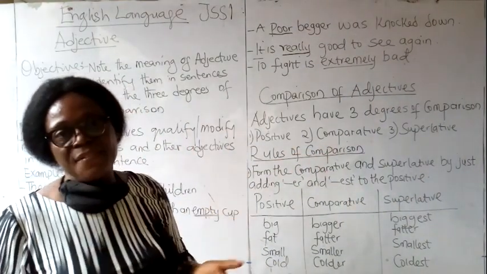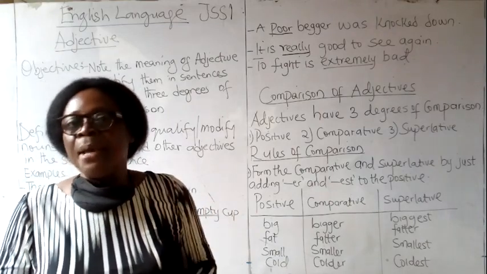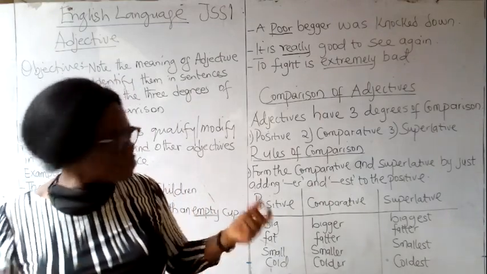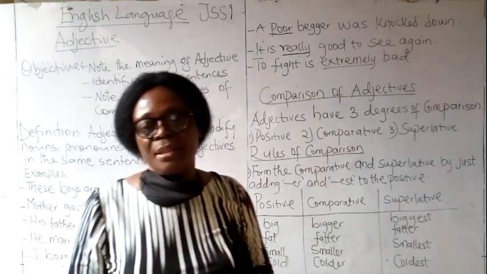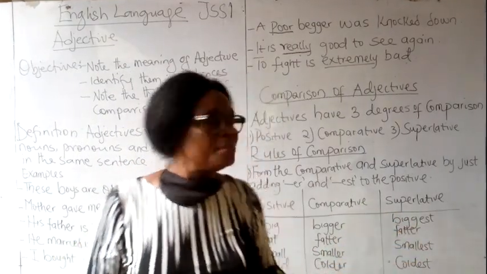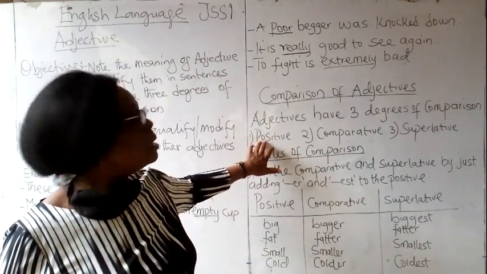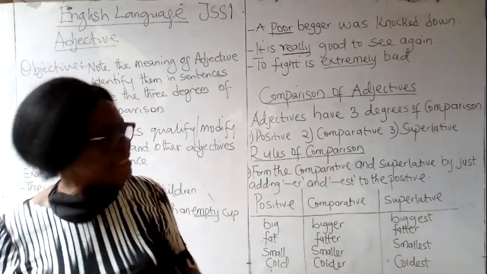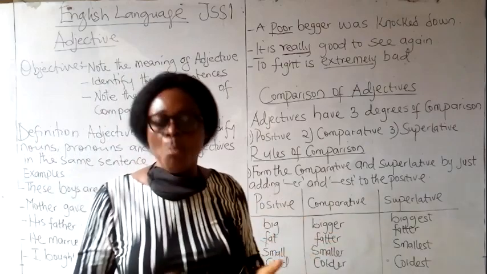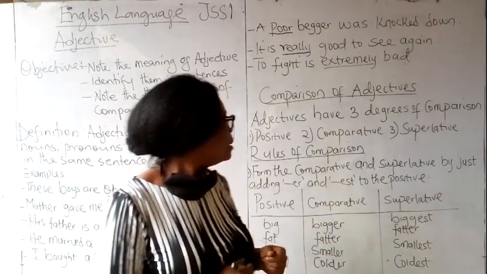The positive is just giving you an attribute of somebody. Mary is beautiful. Beautiful there is an adjective, it's just what? A positive adjective, just telling you more about Mary.